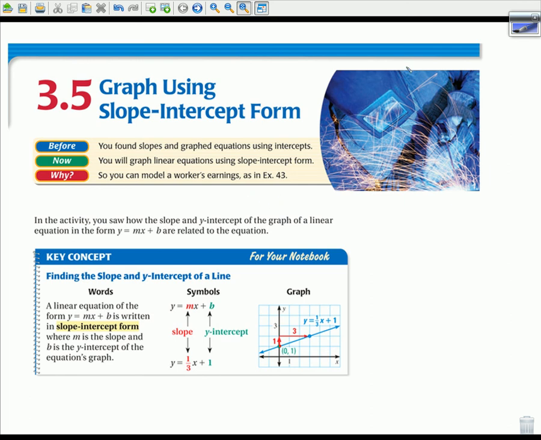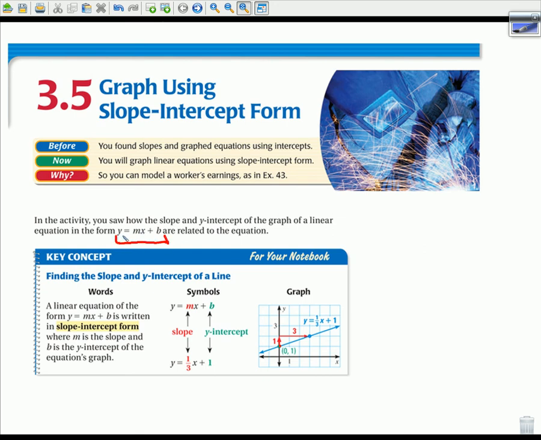Okay, this is lesson 3.5, graphing with slope-intercept form. Up to this point, we have graphed lines using a table, and we generally chose our domain to be -2 to +2 using the integers, and we also graphed using x and y intercepts. Now, this is my favorite way to graph. I think it's the quickest way to graph, and that's using slope-intercept form.